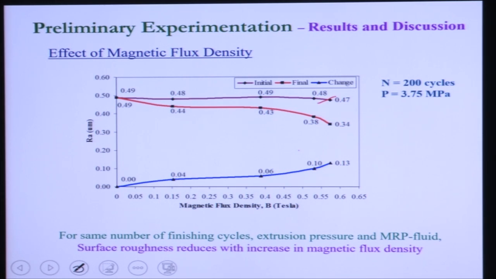This is the initial surface roughness of the workpieces, and experiments are conducted at different magnetic fields. Here you can see 0 magnetic field, then 0.15 Tesla, then 0.4 Tesla, then 0.55 Tesla, and then 0.57 Tesla. At these five magnetic fields, these preliminary experiments are carried out, and other parameters are kept constant. The finishing cycle is 200 cycles, and the pressure is 37.5 bar.